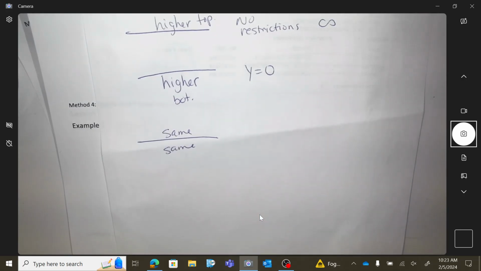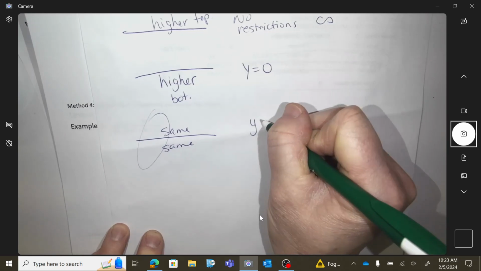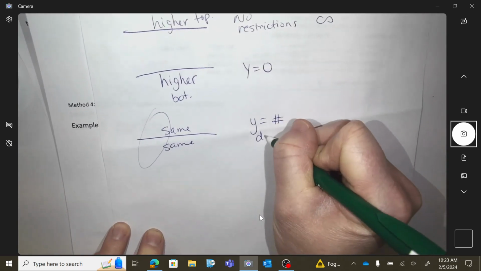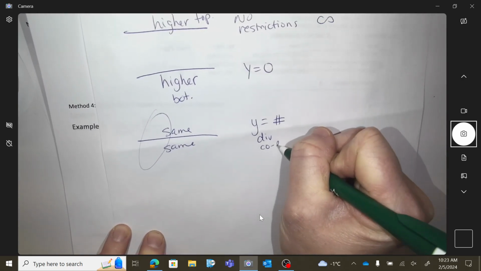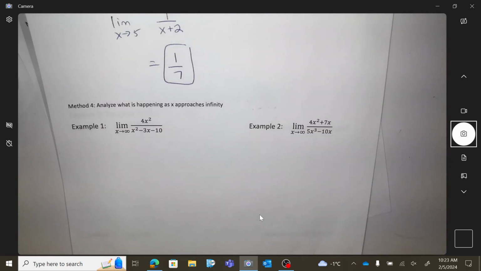And then what was the other rule? If the degrees were the same, divide the coefficients. It would be some kind of number, right? Yeah. Divide the coefficients and you're just going to reach a value, a certain value, whatever that would be. Okay? That's going to come into play with this when you analyze.